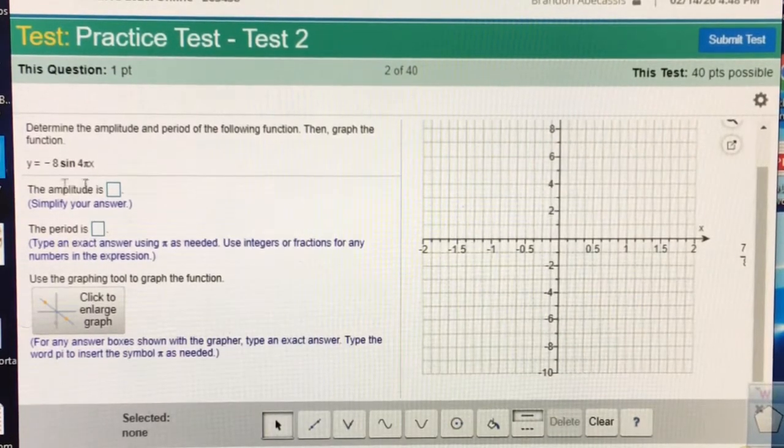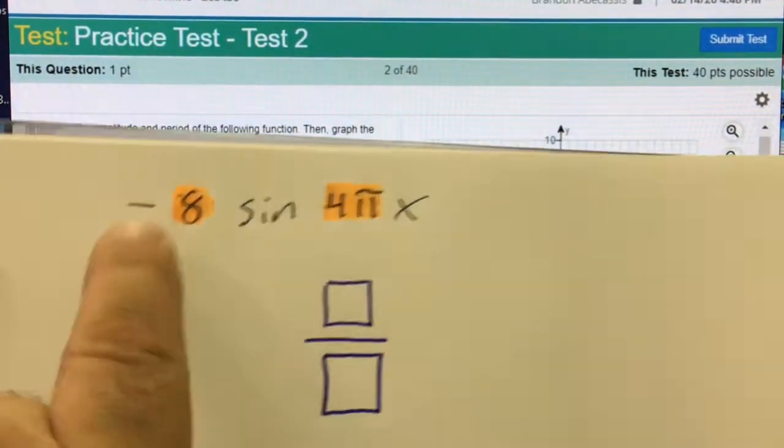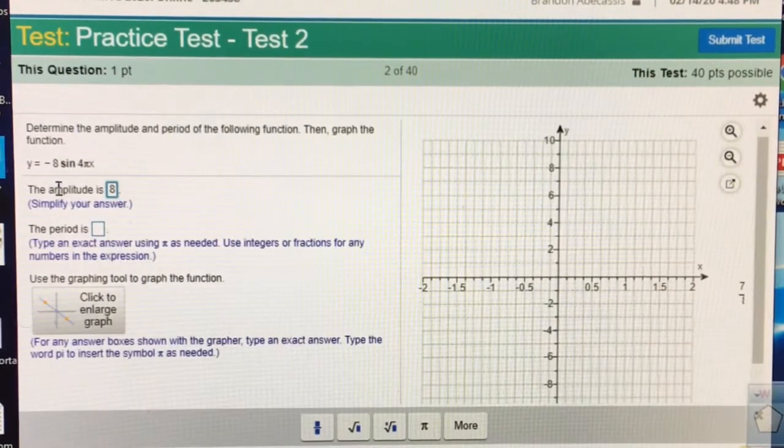Okay, this is number 2 from the practice test, and it wants us to graph negative 8 sine of 4 pi x. First thing it asks for is the amplitude. It's kind of nice. If it's negative 8 sine 4 pi x, the amplitude is just going to be 8, not negative 8. So the amplitude is always going to be positive. The period, that's a little trickier.